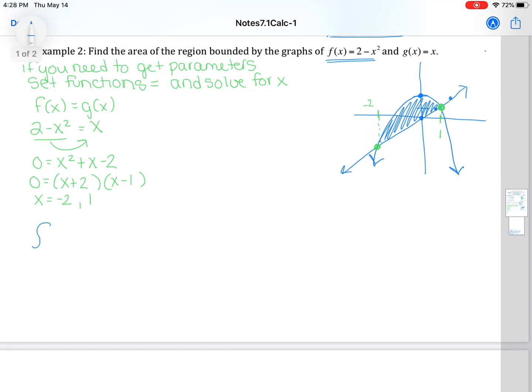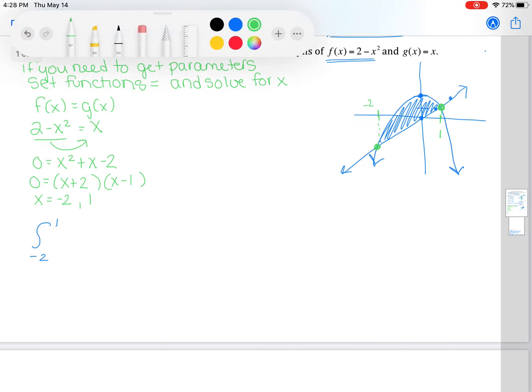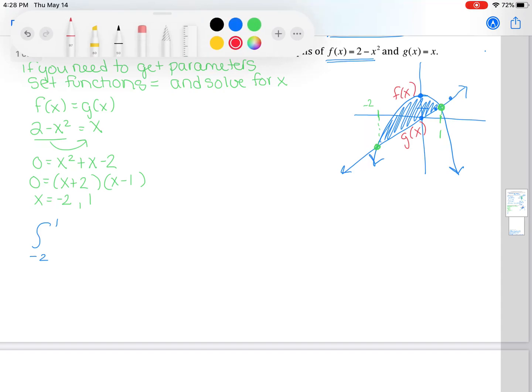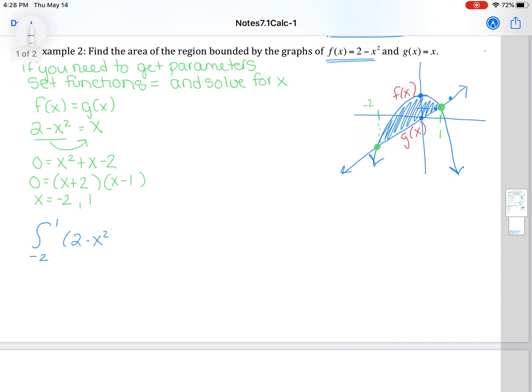So when we create our integral, we are going from a to b. Those are our parameters, so make sure you're putting them in order the way they would appear on a number line. Lower number is on the bottom, higher number is on the top. In terms of f of x and g of x, f of x is the function above. So in terms of that shaded region, that would be our parabola, and g of x is the one below. So f of x is our 2 minus x squared minus g of x, which is x, dx.